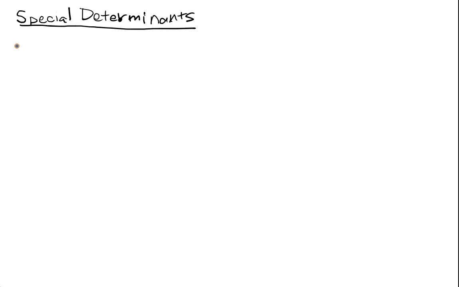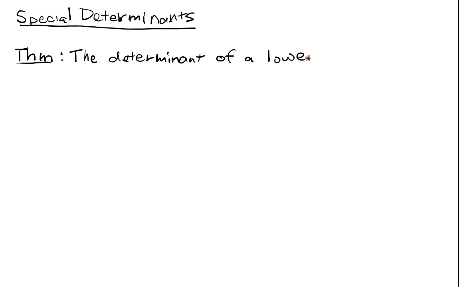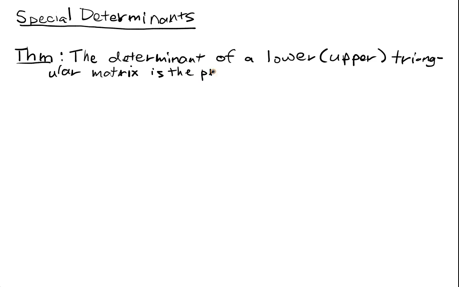So now we're going to talk about some determinants of some very special matrices. The first theorem that we're going to show is that the determinant of a lower triangular matrix, or upper, is just the product of its diagonal entries.